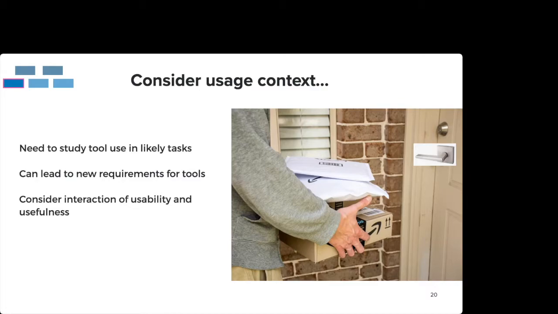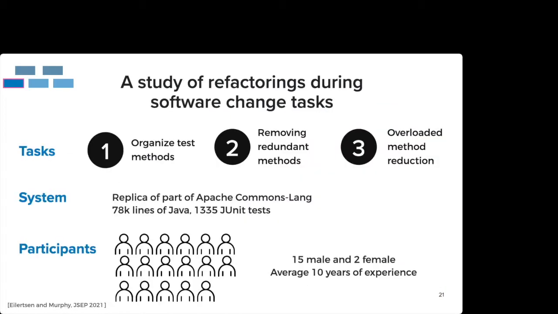When we consider the context of tasks in which software tools are used, we can start to consider the interaction of usability and usefulness. And in fact, this is what Anna Ellertson did with refactoring tools. She conducted a study to consider whether, when, and how software developers used automated refactoring tools in change tasks. The study she ran involved 3 tasks on a non-trivial system that replicated the Apache Commons Lang project. 17 participants with industrial experience completed these tasks. It's important to note that in this study, participants were not instructed to refactor.